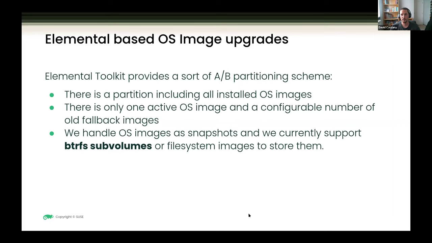In the upgrade procedure, what Elemental basically does is include a new OS image in the state partition. It marks it as the default. So on reboot, it will actually boot from the new OS image and keep the old one in case something fails. There is an automatic fallback. You probably remember this, but it is basically the same kind of procedure that comes from transactional updates from SLE Micro. So this automatic fallback, is that using grub to fall back, or where is the fallback built?